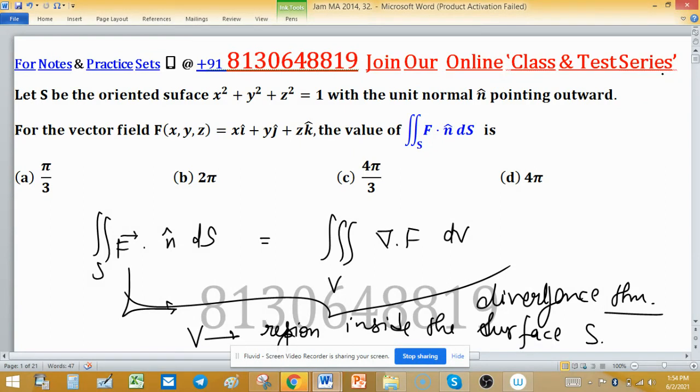So always remember one point: the divergence theorem relates the flux of the vector field through a closed surface to the divergence of the field. In another format, you can say the surface integral of the vector field over a closed surface, which is called the flux through the surface, is equal to the volume integral of the divergence over the region inside the surface. So if you know this divergence theorem, then you can easily solve this problem.